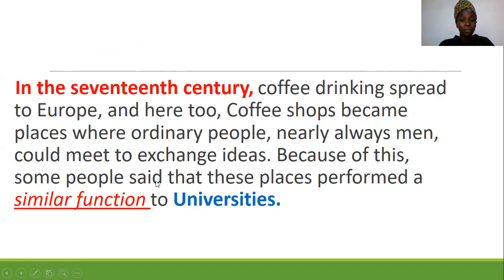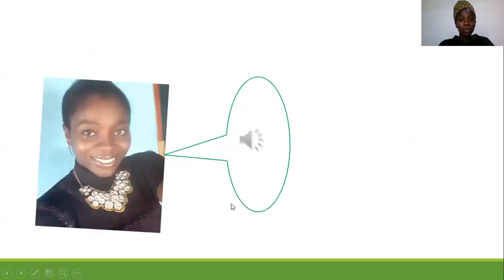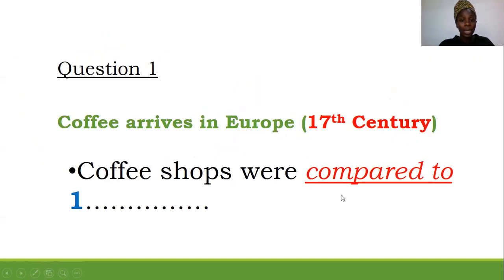Because of this, some people said that these places performed a similar function to universities. We go back to the question and you will see "similar functions to" is more of a synonym to "compared to". When you are talking about similarities, you are basically making a comparison, right? So you see that "similar functions to".